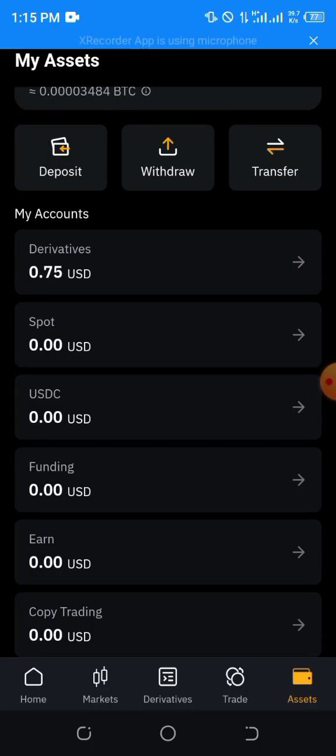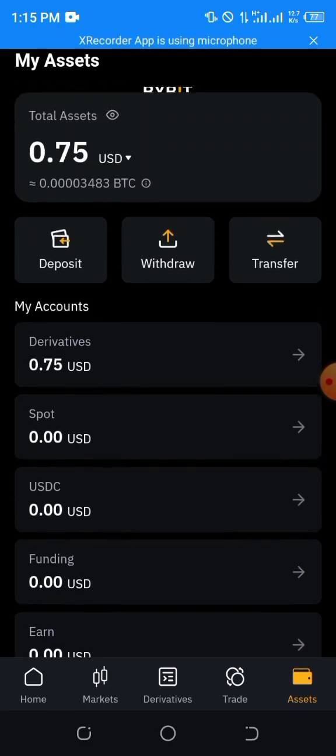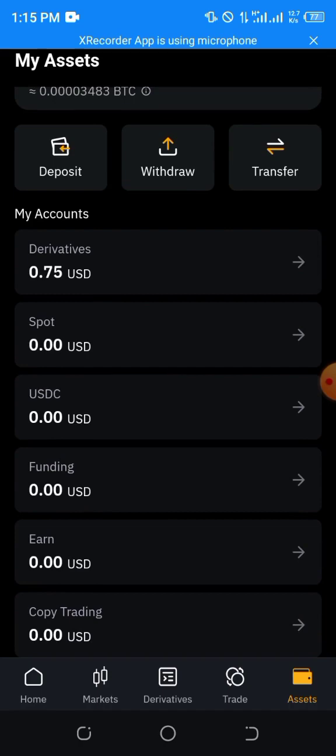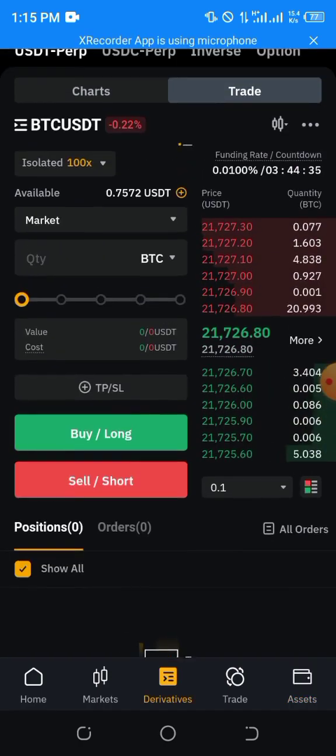Today we are going to be looking at futures trading. I'm going to be explaining futures trading and why people think futures trading is risky. And then also I'm going to be showing us how to get started on futures trading on Bybit exchange. Bybit is an exchange that provides both spot and futures trading. And quickly, I'm going to be explaining what futures trading is all about.